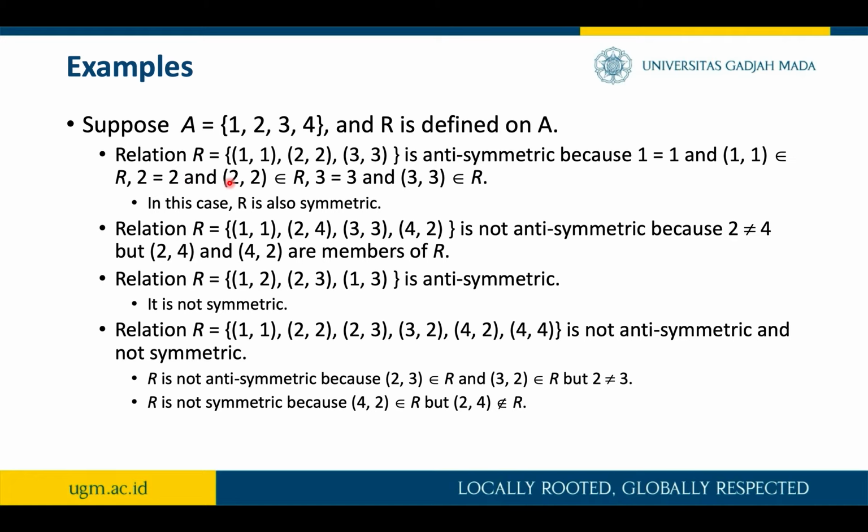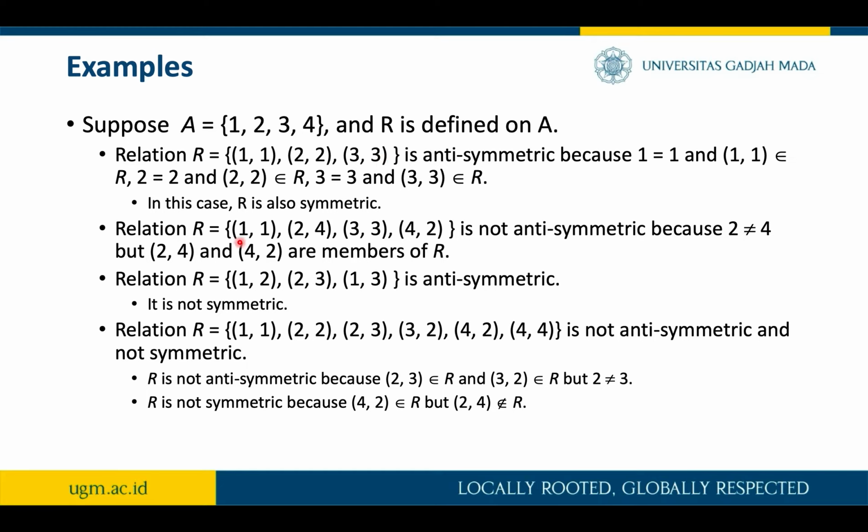And if we look here, R is also symmetric. So this relation is both anti-symmetric and symmetric. It is of course symmetric: (1,1), (2,2), (3,3). It is symmetric by default, and it is also anti-symmetric by default.